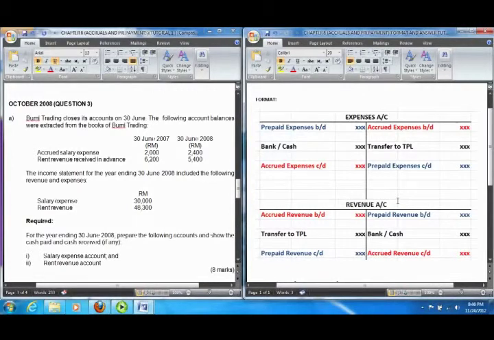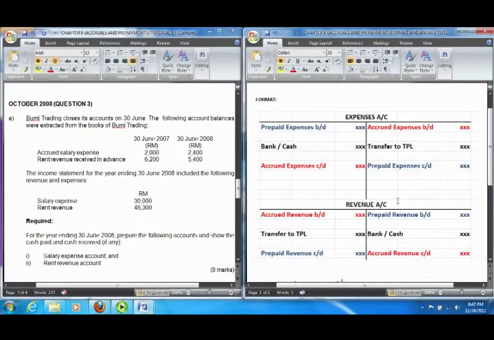At the beginning of the accounting period, is it accrued revenue or prepaid revenue? If it is accrued revenue at the beginning of the accounting period, it means your BD needs to be recorded on the debit side, and prepaid revenue is on your credit side. As you can see, it is different from expenses, correct?